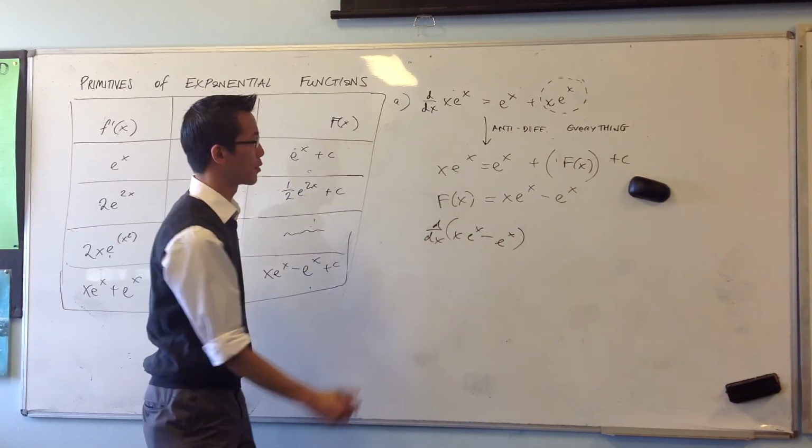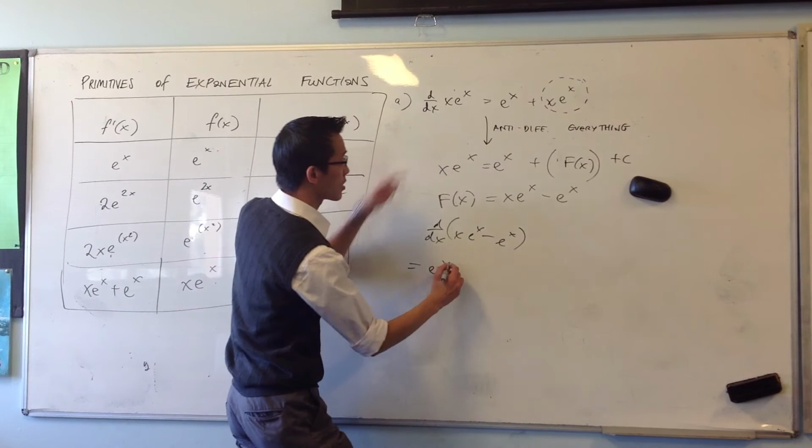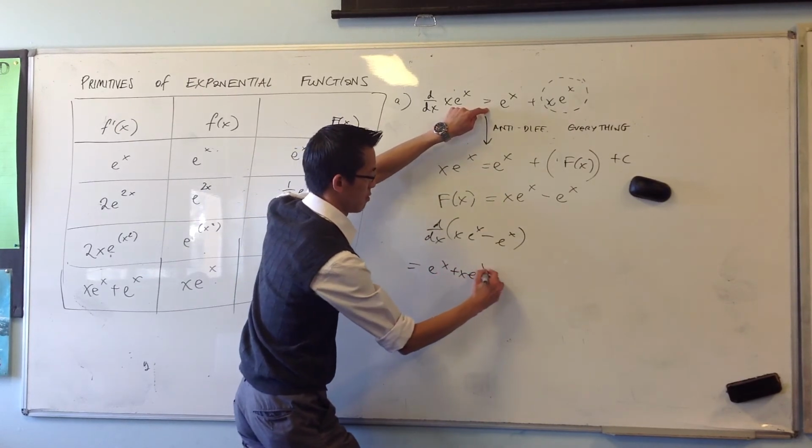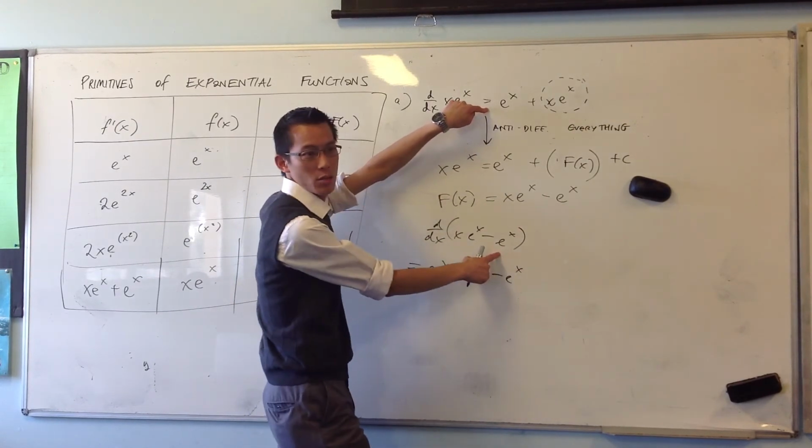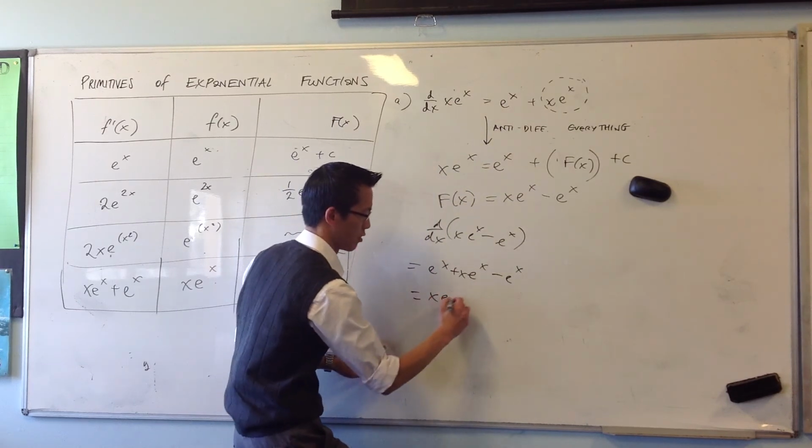I'm going to get that minus this, because it just turns into itself when I differentiate, which is sure enough what I was expecting.